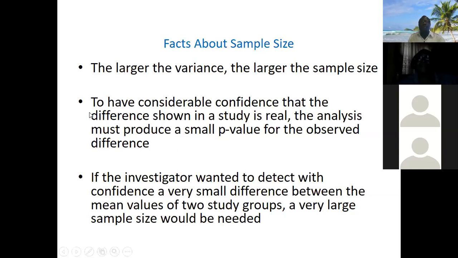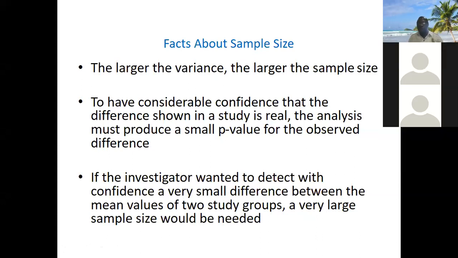To have considerable confidence that the difference thought to be shown in the study is real, the analysis must produce a small type 1 error, that is p-value. It is when your type 1 error is very small that you have more confidence, of course everybody understands that. Then if the investigator wanted to detect with confidence a very small difference between mean value or proportion of two groups, larger sample size.